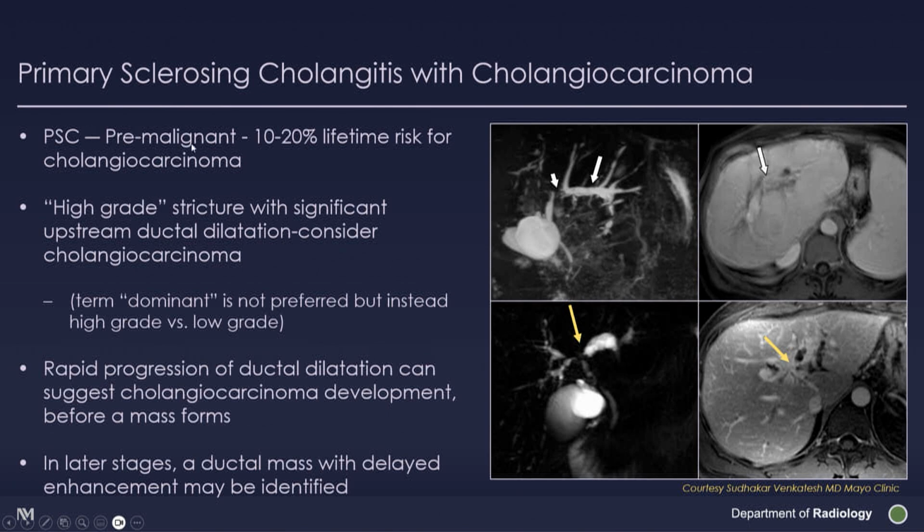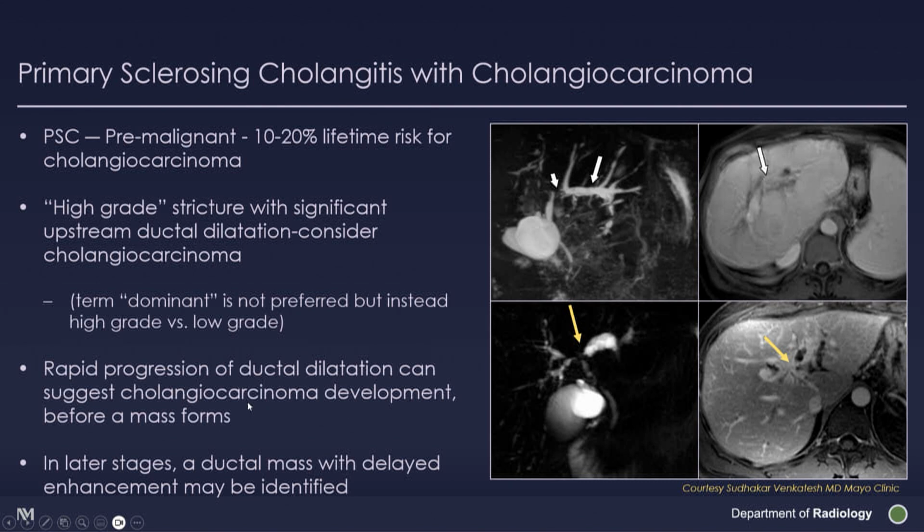As I mentioned, PSC is a pre-malignant condition. There's a 10 to 20% lifetime risk for cholangiocarcinomas. In the past, we used to call these dominant strictures, but now the preferred term is calling them either high-grade or low-grade strictures with significant upstream dilatation to consider cholangiocarcinoma.